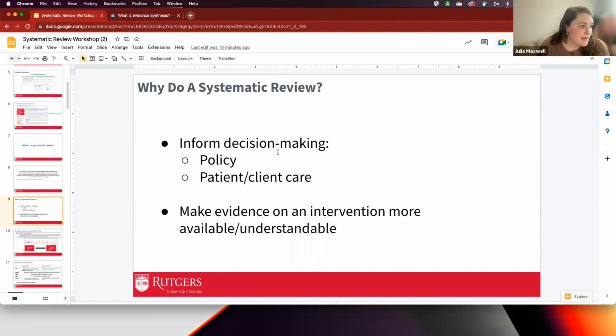Or it's to make evidence more available and understandable, right? So instead of having to read 50 papers on a specific intervention, you can read one paper that synthesizes them all and talks about the conclusions that they all come to, which in our busy lives can be very useful as well. So these are the big reasons to do a systematic review.